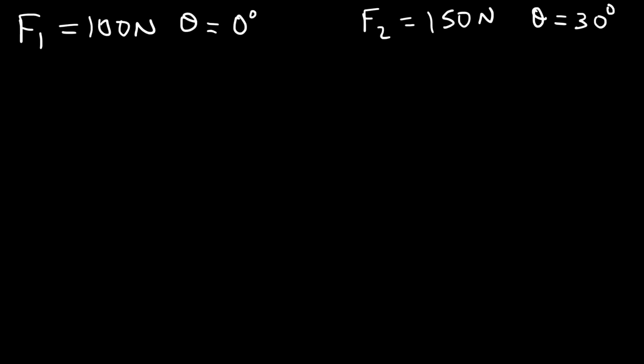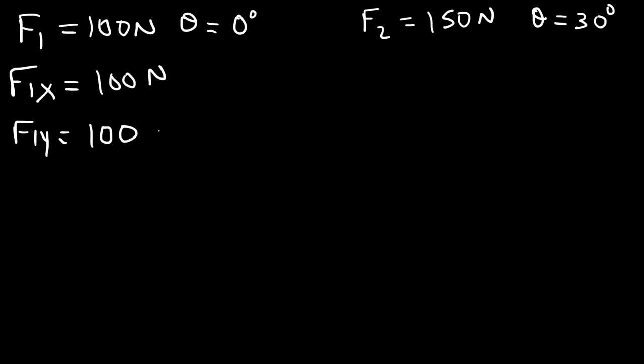So what we need to do is find f1x and f1y. So f1x is going to be 100 cosine of 0. Cosine of 0 is 1, so 100 times 1 is simply 100.